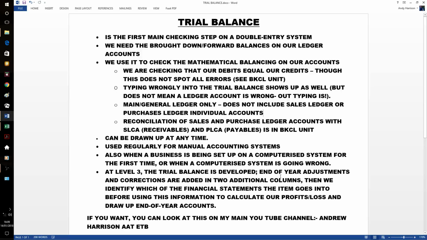At level 3, we'll take the trial balance as you see it now and develop it further. We're going to add in end of year adjustments and corrections in the next two columns, and then decide from there whether it goes into the profit or loss or statement of financial position, in other words our two main financial statements. Then we calculate our profits using what is now an extended trial balance, and from that we can draw up our end of year accounts.